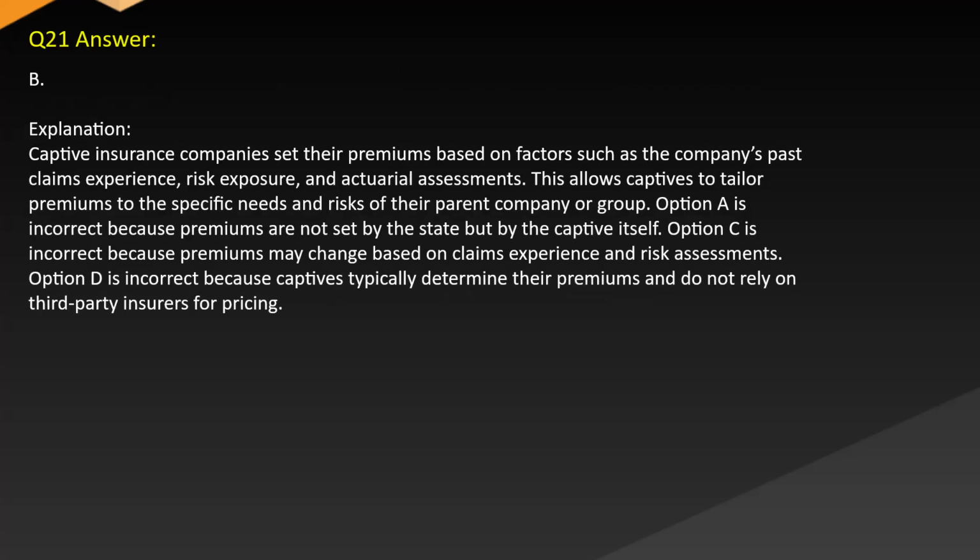Answer B. Explanation. Captive insurance companies set their premiums based on factors such as the company's past claims experience, risk exposure, and actuarial assessments. This allows captives to tailor premiums to the specific needs and risks of their parent company or group. Option A is incorrect because premiums are not set by the state but by the captive itself. Option C is incorrect because premiums may change based on claims experience and risk assessments. Option D is incorrect because captives typically determine their premiums and do not rely on third-party insurers for pricing.